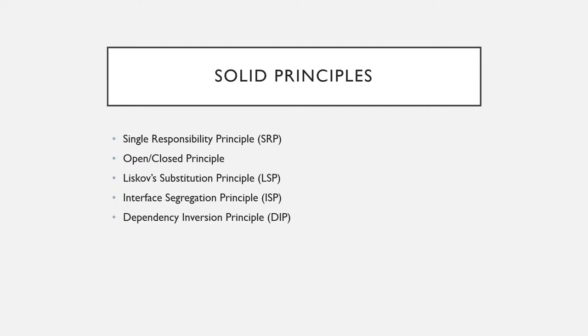Liskov substitution principle. This is a bit of a difficult one to explain. A derived class must be substitutable for its base class, and this is about not breaking your object orientation. So basically, when you have a super class and a base class, you don't want that to be easily substituted. I'll skip over that, it's a bit difficult to explain. So, the interface segregation principle. When you're refactoring code and moving everything to interfaces, you want to have smaller interfaces. Don't force a developer to implement an interface that they don't need.